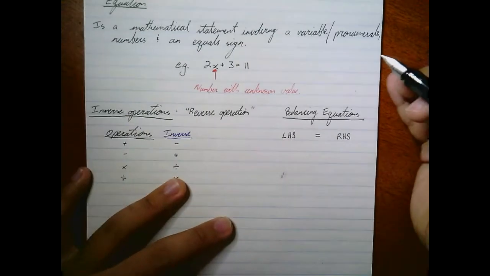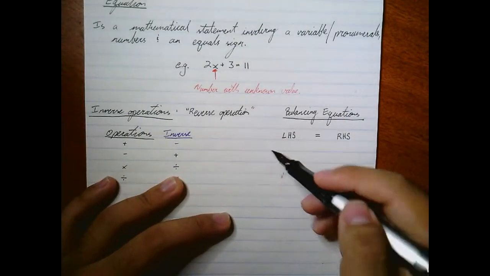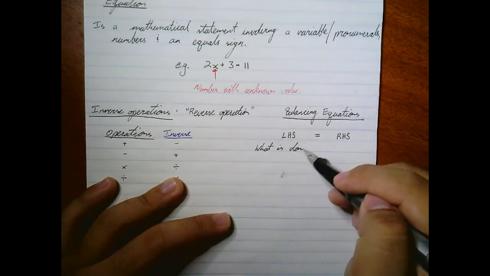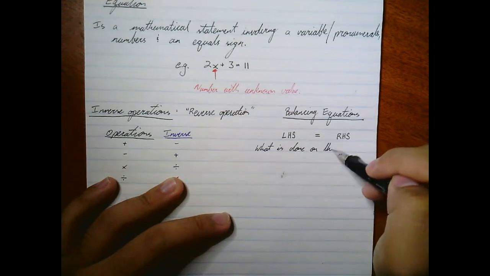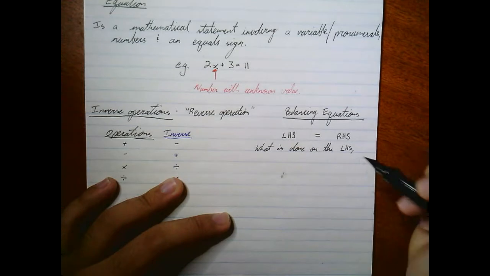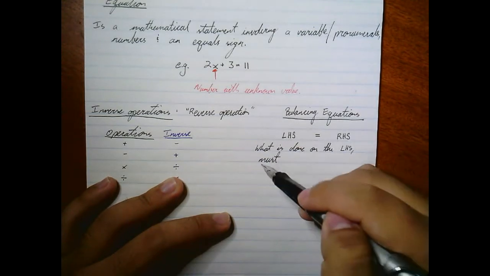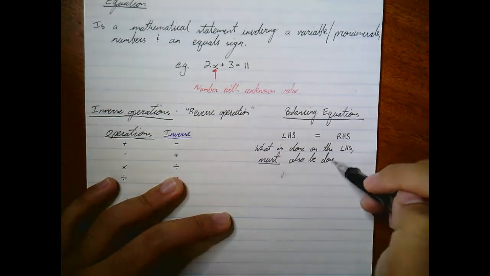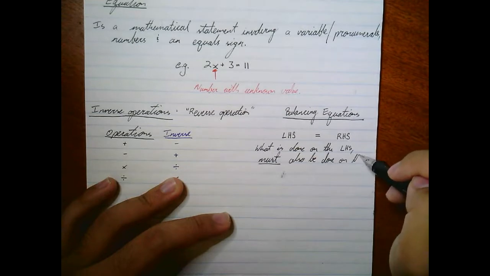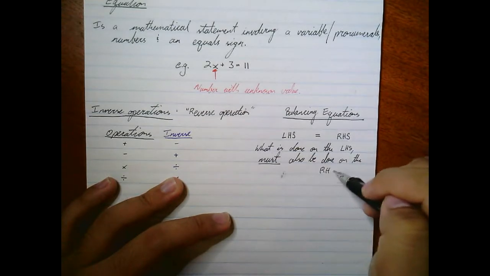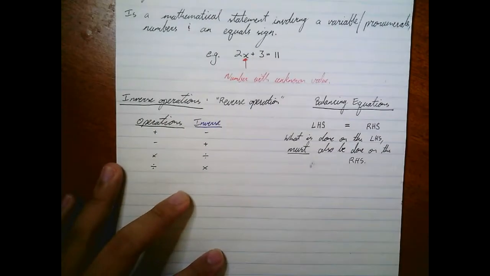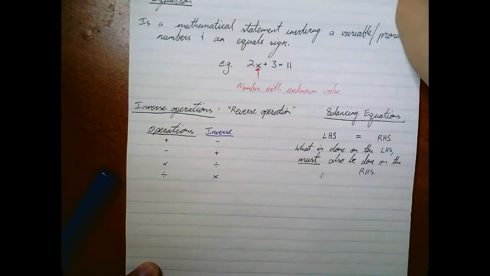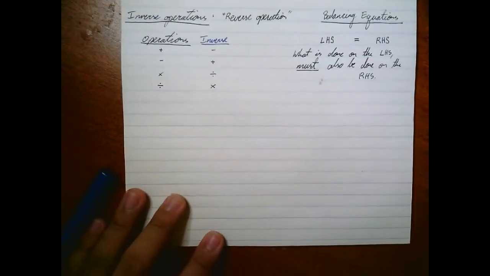And balancing equations states that what is done on the left-hand side must, underline, must also be done on the right-hand side. Okay, so now using these, we'll begin looking at how to solve first addition and subtraction equations.